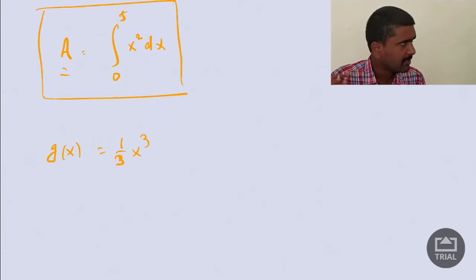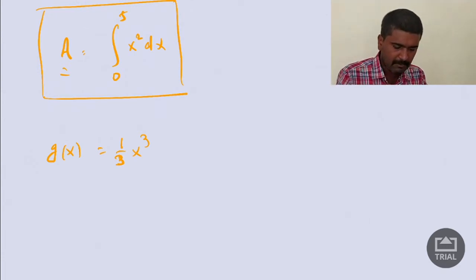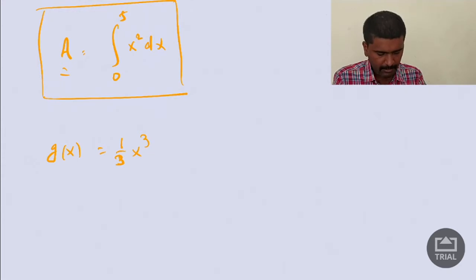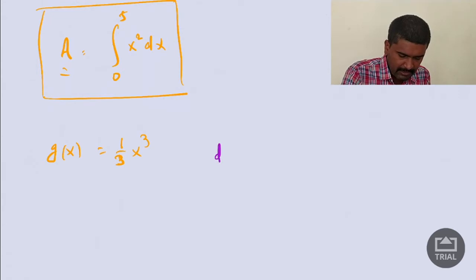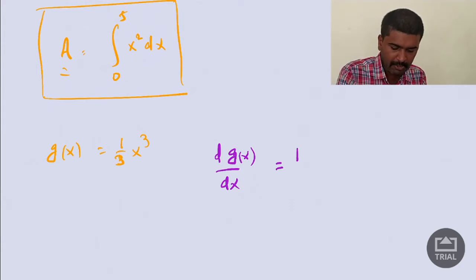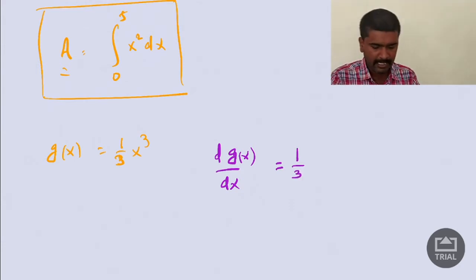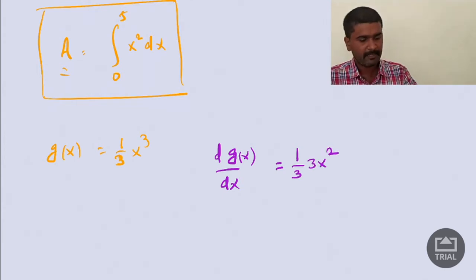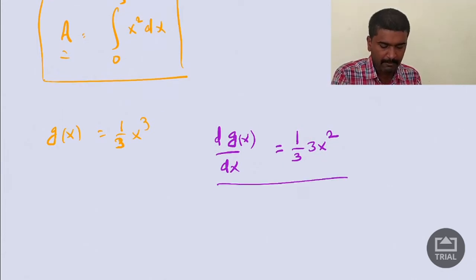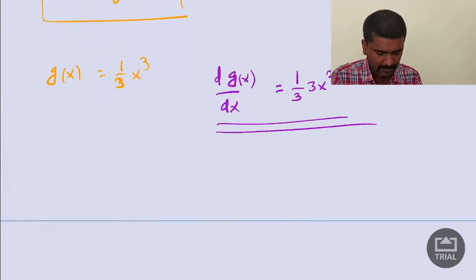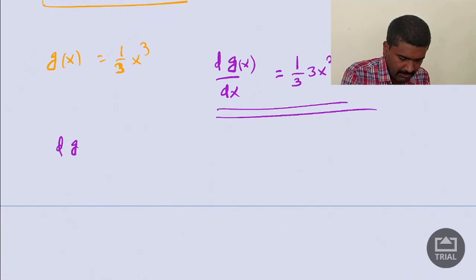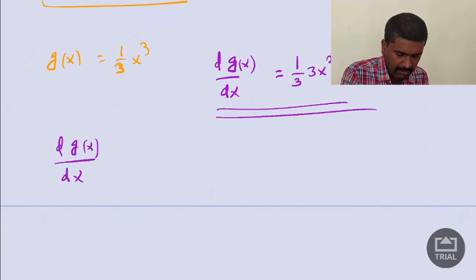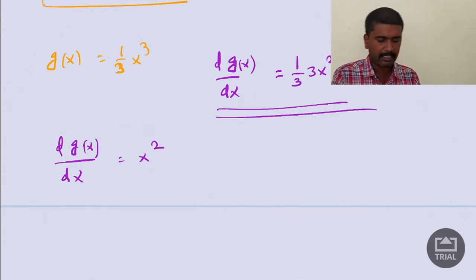Now I am taking one function, that is g of x equals 1 by 3 x power 3. So now if this is the function, if I find dg of x by dx, that will be 1 by 3 is common, then for x power 3 I can write down 3x square. So this is what I am getting from differentiation, the result from differentiation. Then now dg of x by dx equals x square. This is what I get.